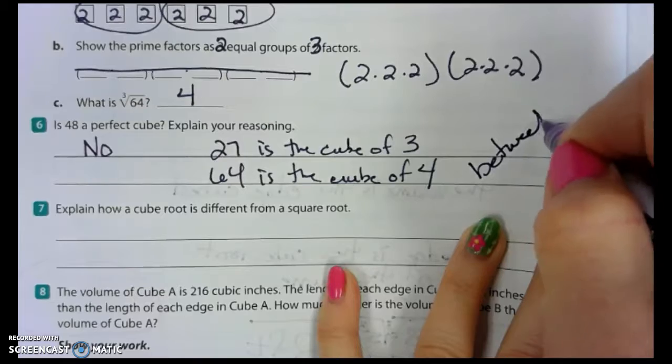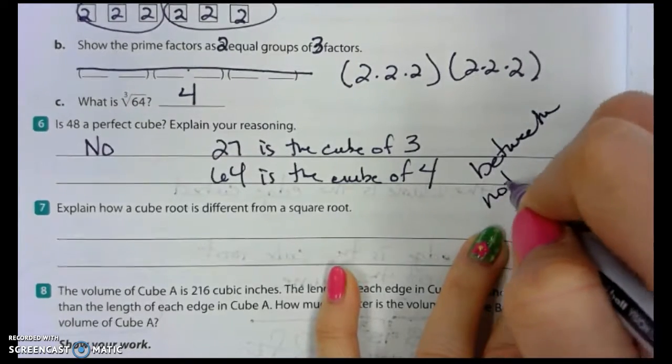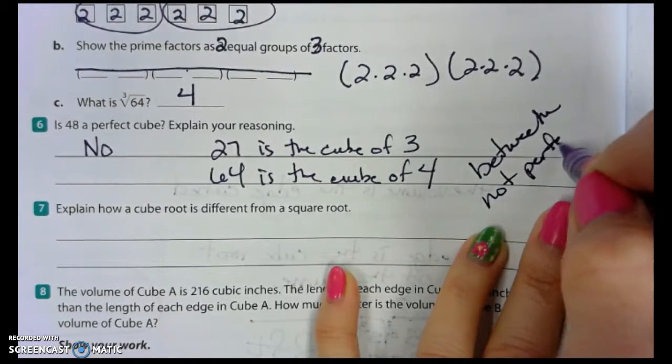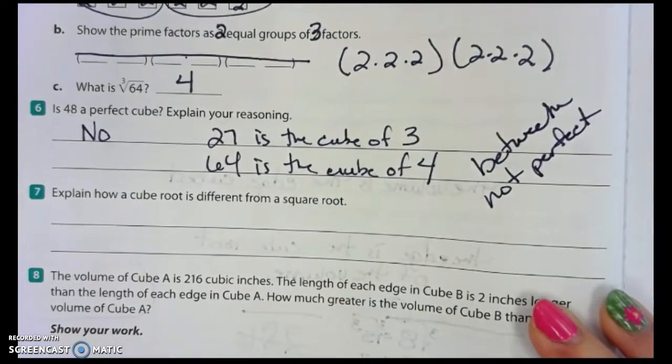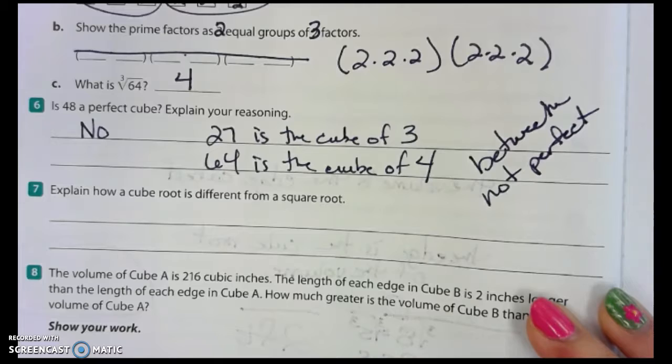It is between, not perfect. Okay, it is between 2 perfect cubes, which makes it a decimal, which means that it itself cannot be a perfect cube.